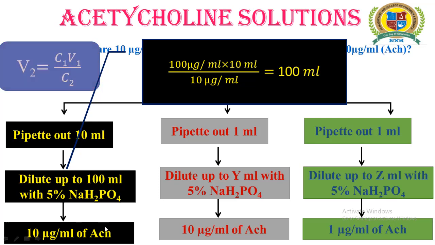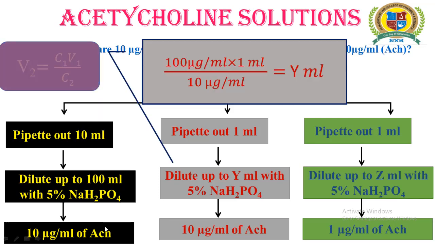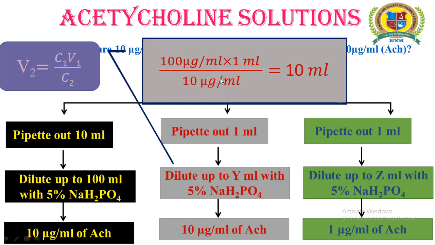Let us find out the same in the second case. C1 in this case is 100 microgram per ml. It is not going to be changed. V1 we selected 1 ml, so we added 1 ml. And C2, the final concentration, is 10 microgram per ml. Upon performing the calculation, you will get the value of y as 10 ml, and now you will get the answer: if you pipette out 1 ml, it should be diluted up to 10 ml with 5% NaH2PO4, so that the resultant solution will be of a concentration 10 microgram per ml.